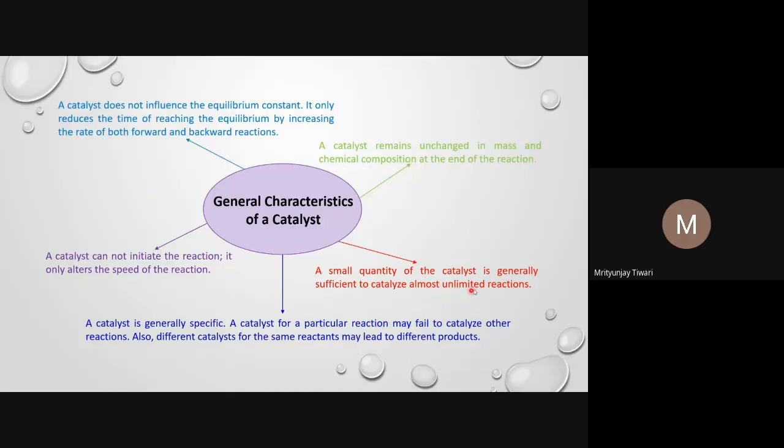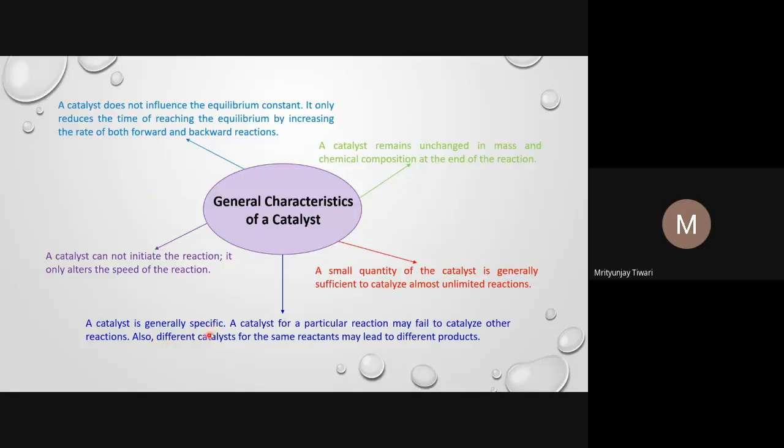A small quantity of catalyst is generally sufficient to catalyze almost unlimited reaction. And this is why: the catalyst initially takes part in the reaction, but after the reaction it is released, and once it is released, it is ready for the next phase of the reaction. So it will now catalyze other molecules, and so only a small amount of catalyst is enough for a large amount of reaction to happen.